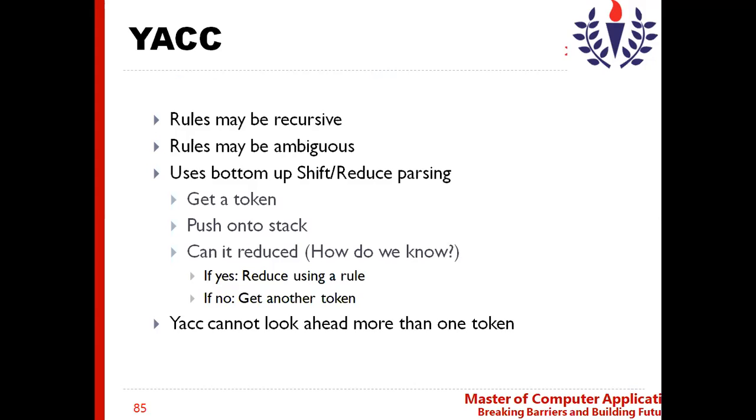And we have the bottom-up shift reduce parsing. So the technique in which the shifting and reducing happens, starting from the bottom to the top. While doing this parsing technique, it receives a token and pushes the token into the stack. It checks if it can be reduced. If yes, then it reduces the token using a rule. If not, it gets another token. So Yacc cannot look ahead more than one token. So there's a problem we had when we have ambiguous grammars in the program, wherein the grammar has to be rewritten.